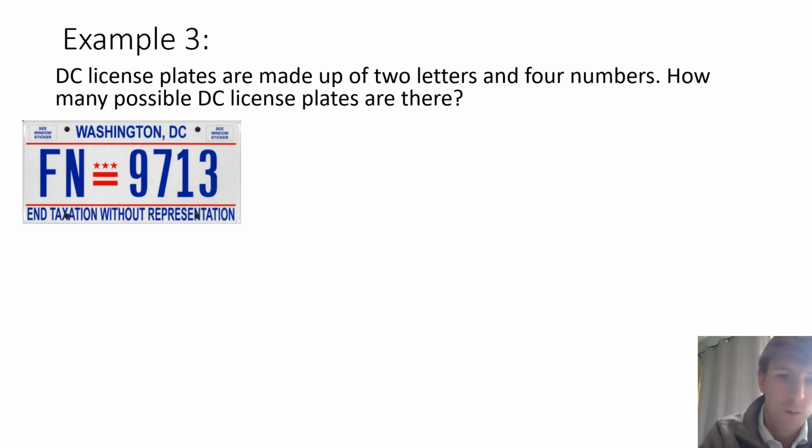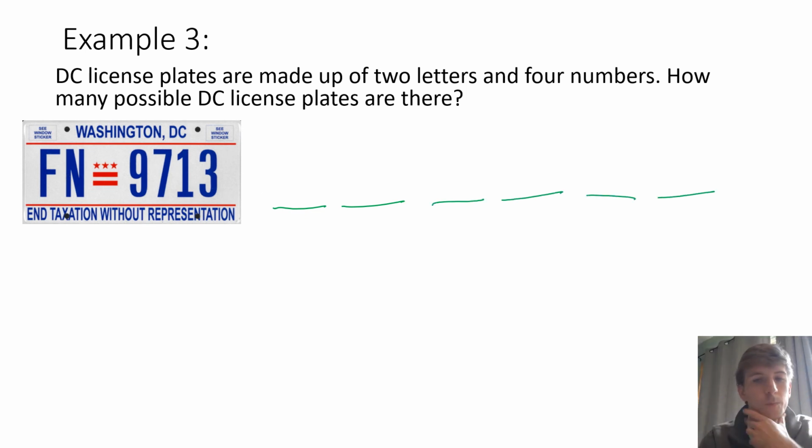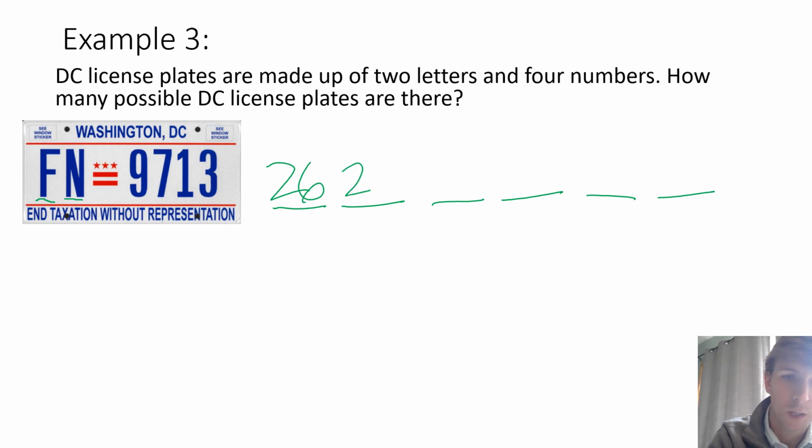Once again, I'm going to set it up very similarly to how I did the cafeteria problem. The first 2 slots are letters, and the last 4 spots are digits, the 4 numbers. Repeats are allowed here. Just because I choose F for my first letter doesn't mean I can't have F here. So for these letter spots, it's going to be 26 and 26.